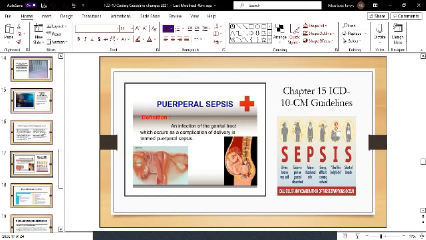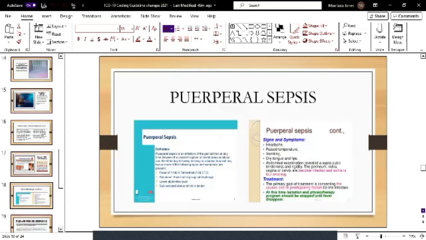So here, it says call 911 if any combination of these symptoms are occurring. S for shiver, fever or cold, E for extreme pain or general discomfort, P for pale or discolored skin, S for sleepy, difficult to rouse, confused, I for I feel like I might die, and S for shortness of breath. If you're having any combination of those symptoms with sepsis, then it's imperative to call 911.